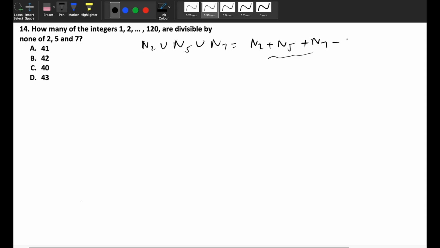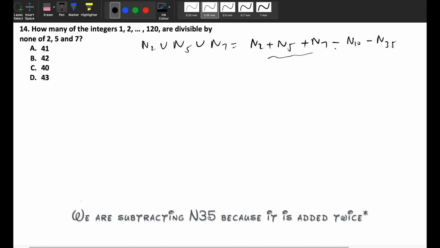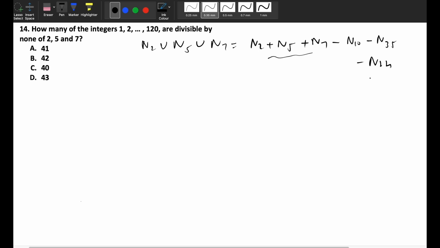That is n2 intersection n5, which means n10, minus n5 intersection n7, which means n35. For example, 35 is divisible by both 5 and 7, minus n14, which involves the numbers which are divisible by both 2 and 7. For example, 28, 56 and so on. And at last you have to add up numbers which are divisible by 2, 5 and 7 together, which means n70. n 2 into 5, 10 into 7, 70. This is because 70 is added here, here and here, but it's subtracted here, here and here, which means 70 is not represented here and you have to add n70.